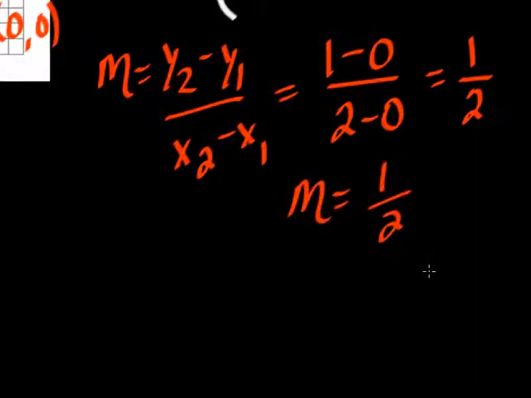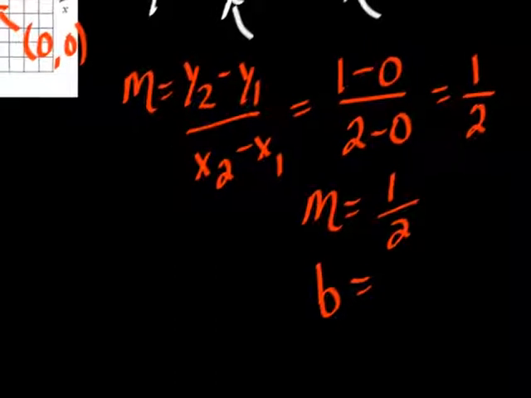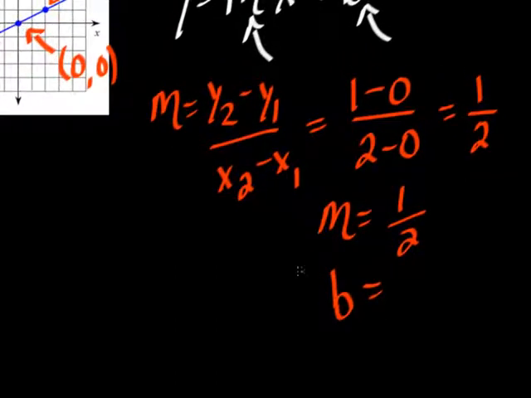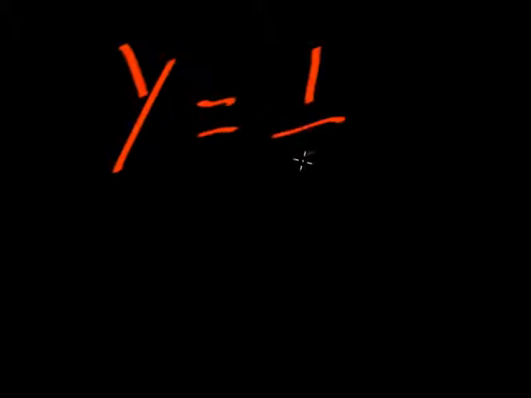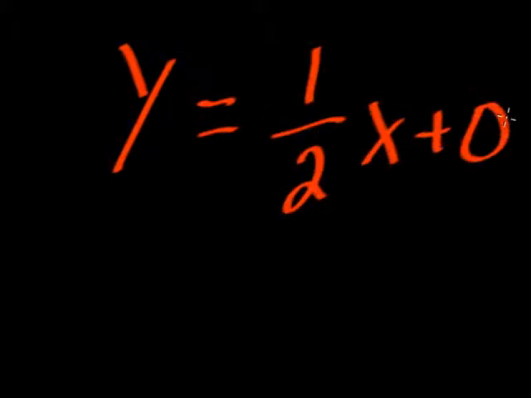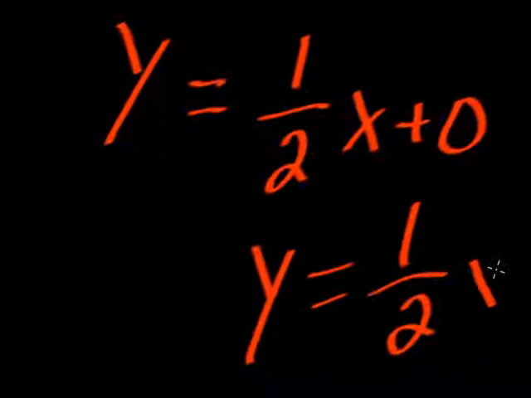Now you still have to find the b, the y-intercept. Notice one of our points was our y-intercept right here, 0. The y-intercept is 0 because it intersected at the origin. So when I plug into this formula, the m is going to be 1/2, the b is going to be 0, so our equation is y equals 1 over 2x plus 0. Now in this case, do you have to write the 0? You know you don't. So all you have to write is y equals 1 over 2x.